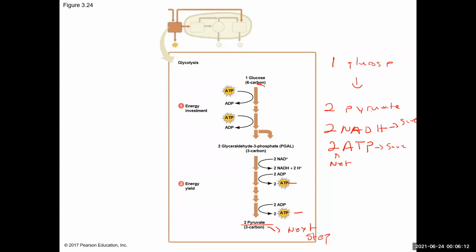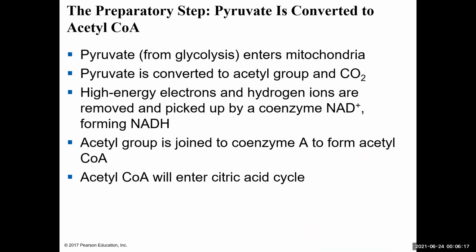And that next step is the preparatory step, okay? With the prep step, that pyruvate will enter the mitochondria. So it goes from the cytosol into the mitochondria, and the pyruvate is converted into acetyl-CoA. Now, this happens by a pyruvate molecule being converted into an acetyl group and producing carbon dioxide.